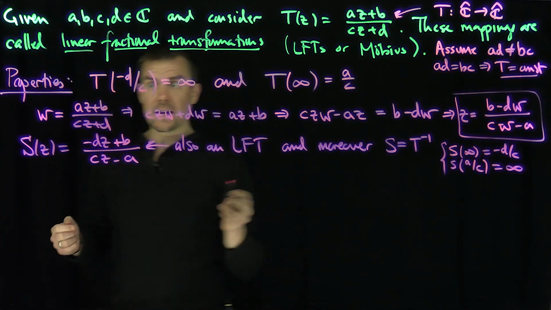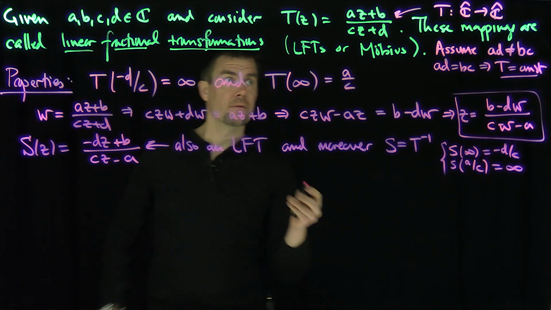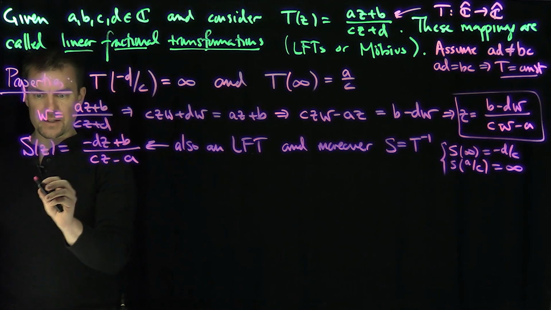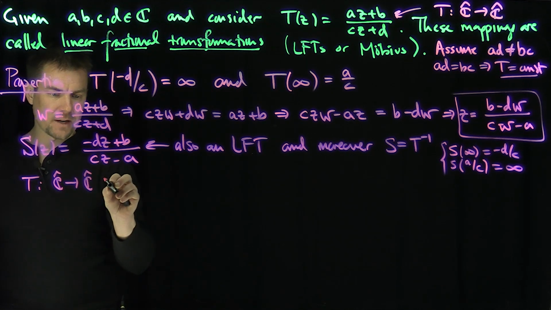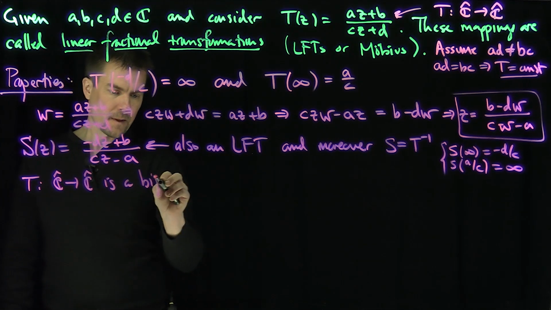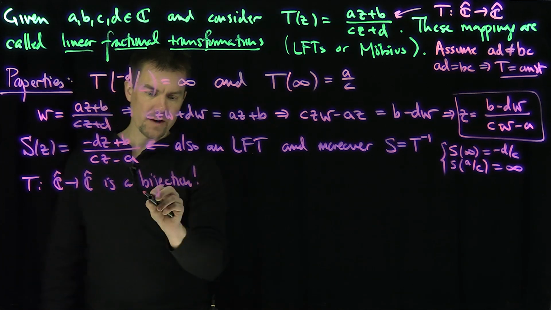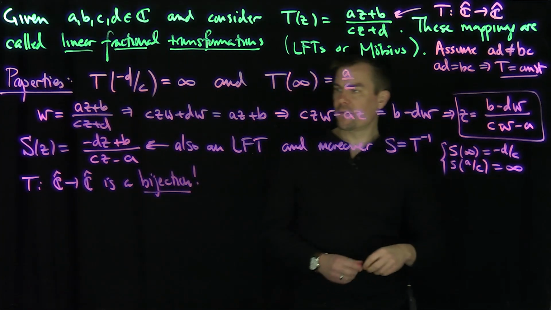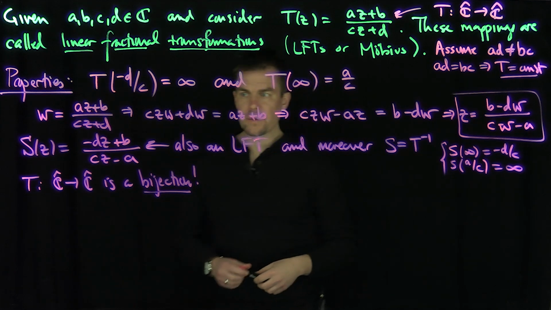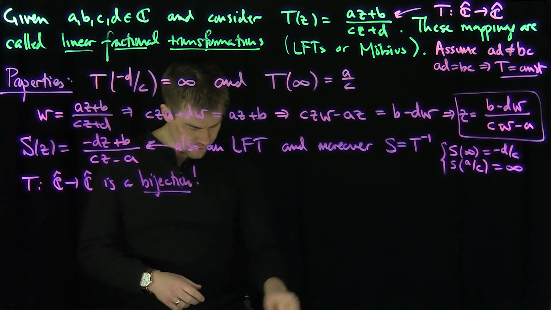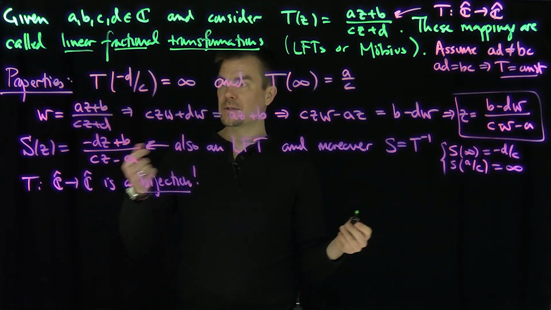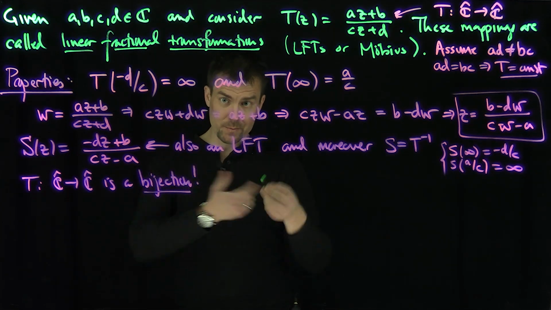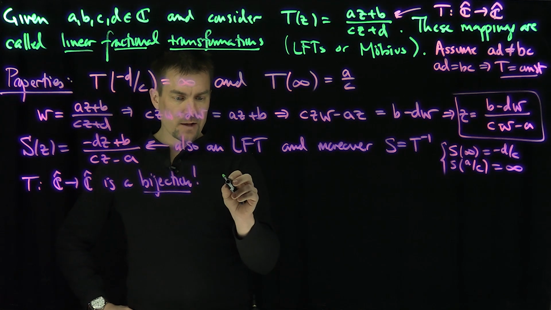So in other words, T is invertible as a bijection of the Riemann sphere. All this says that T maps C hat into C hat is a bijection. It's one-to-one and onto. Great. Excellent. Now, what's the next property we wanted to prove? The next property we want to prove is that the collection of LFTs forms a group with respect to composition, right? And so here's a proposition.